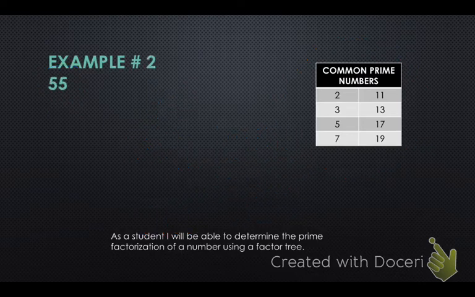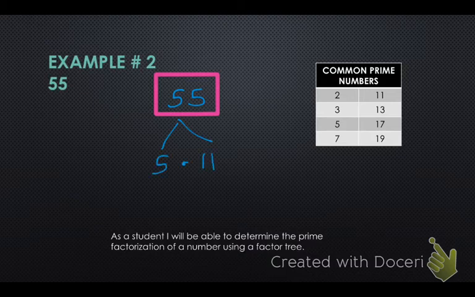Okay, let's get started on 55. So what 2 numbers make 55? Well, first put my numbers inside my box, create my tree. What makes 55? Well, 5 times 11 makes 55. I know 5 is prime, so I'm going to circle it. I know 11 is prime, so I'm going to circle it. Hey, those are both prime, so I'm done.